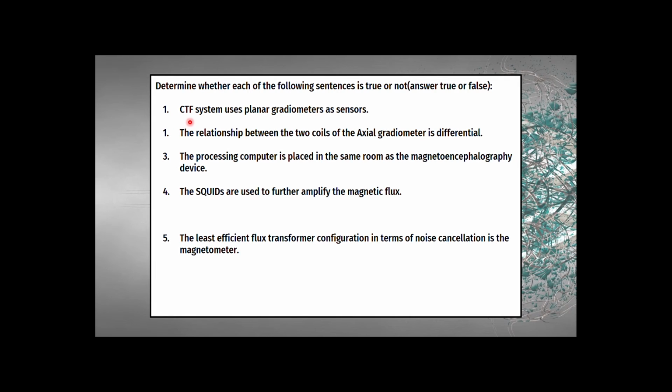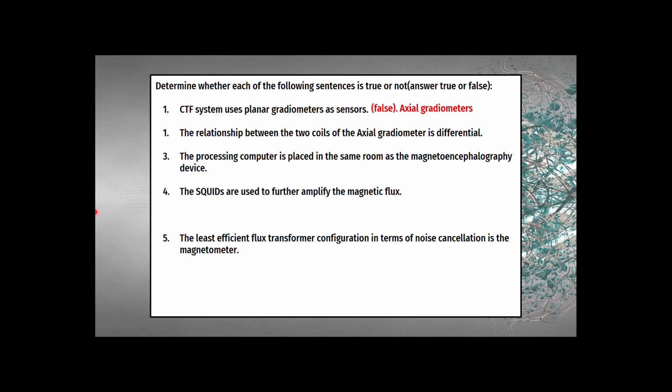Are the following sentences correct or not? CTF system uses planar gradiometers as sensors. We said that the CTF system consists of channels, and in each of these channels there is actually an axial gradiometer, so it's false. The relationship between the two coils of the axial gradiometer is differential.